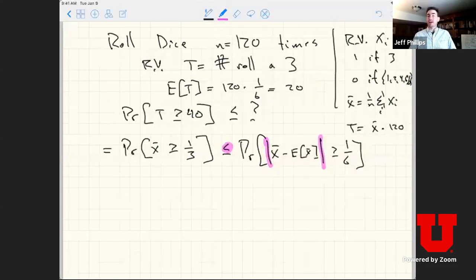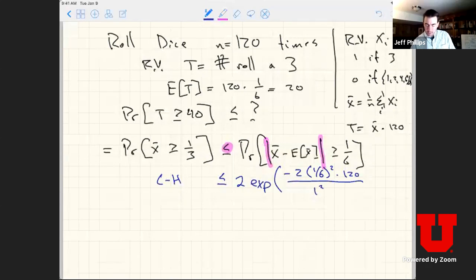Now this looks like the left-hand side of the Chebyshev inequality with n random variables and the Chernoff-Hoeffding inequality. Good. So now if I apply the Chernoff-Hoeffding inequality, I'm going to get that this is less than or equal to 2 exponential of minus 2 times, this is 1/6 squared, this is my epsilon, times n, 120. And delta is 1, so 1 squared. So this is delta squared, this is epsilon squared, this is n. And so I can solve and simplify this.